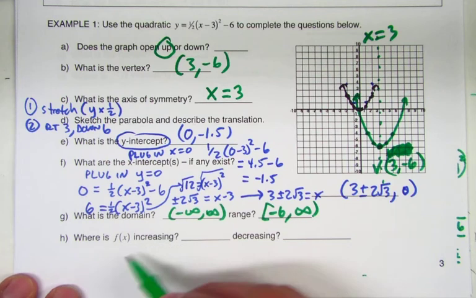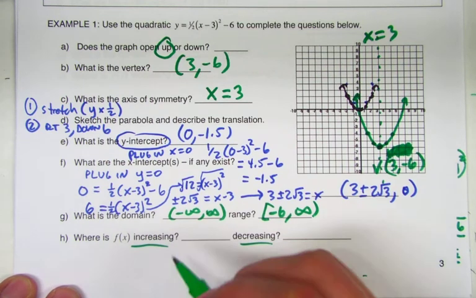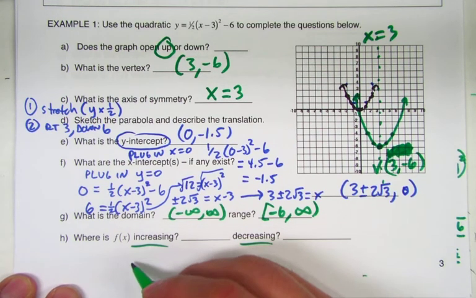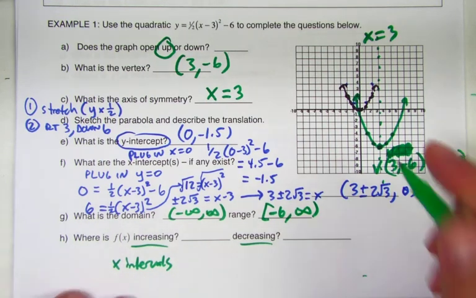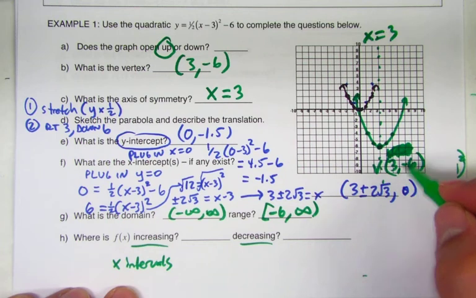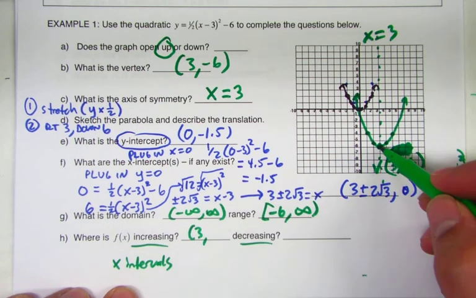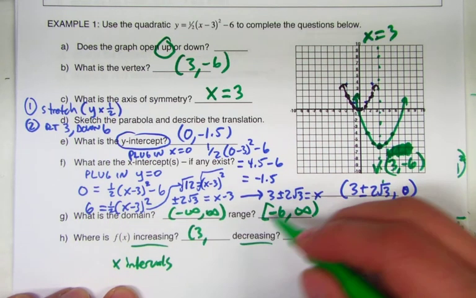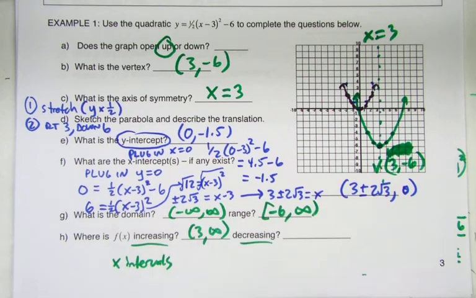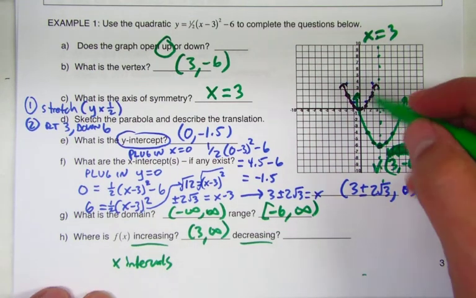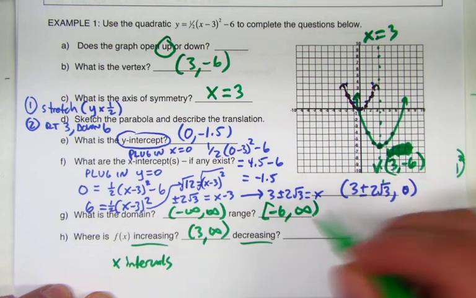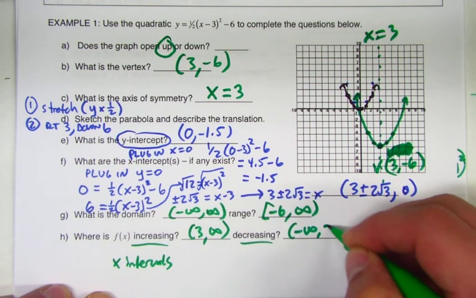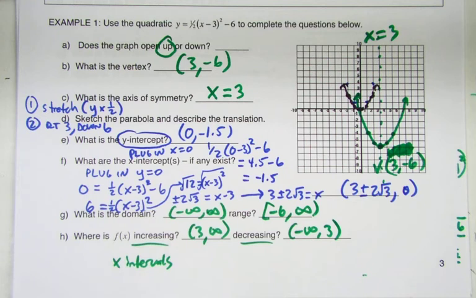Okay. Increasing and decreasing, again, this is a review from last unit. Remember, these are x intervals. We always list x values in interval notation. So increasing, I would say that it's increasing from x equals 3. So from this point on, from 3 to infinity, f of x is increasing. It's decreasing, though, all the way until we get to 3. So that would be from negative infinity to 3. Okay?